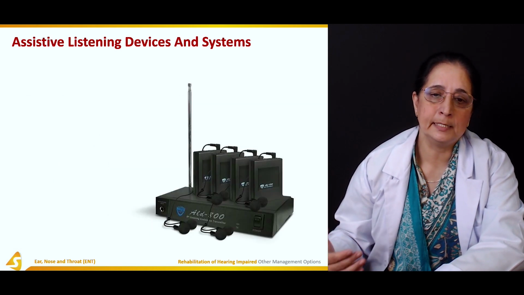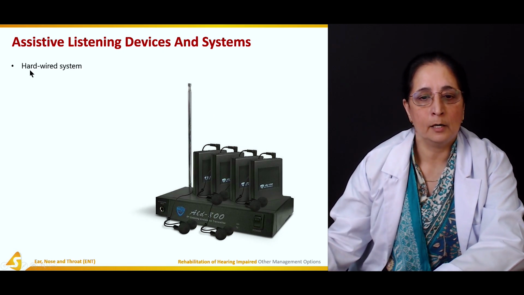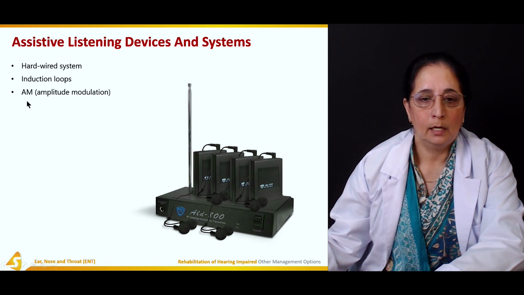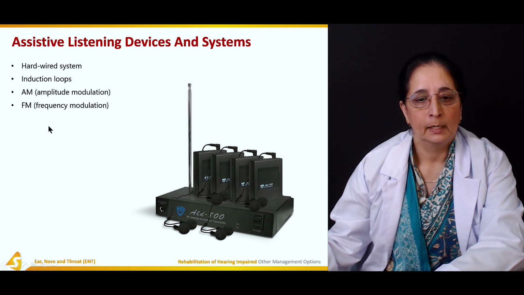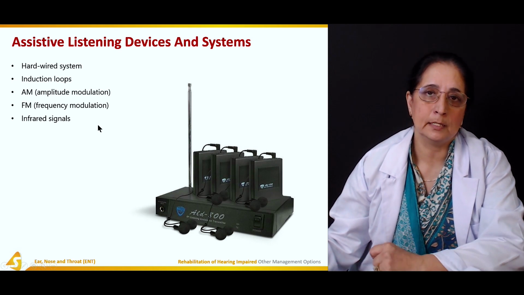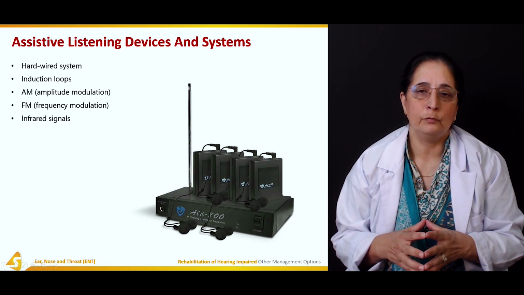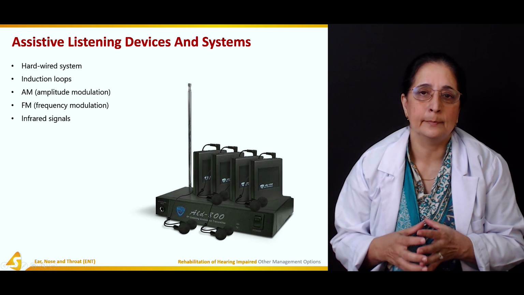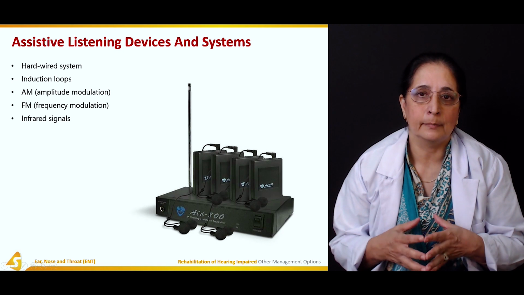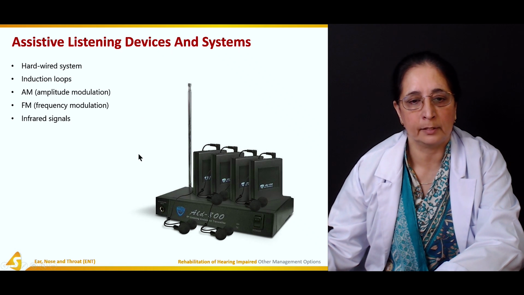Then we have assistive listening devices and systems. These include hardwired systems, induction loops, amplitude modulation, frequency modulation, and infrared signals. All these are assistive listening devices and systems that help the individual to hear sounds, so they can integrate some communication. These are all the different listening devices that are used.